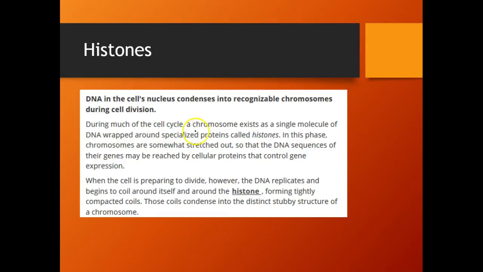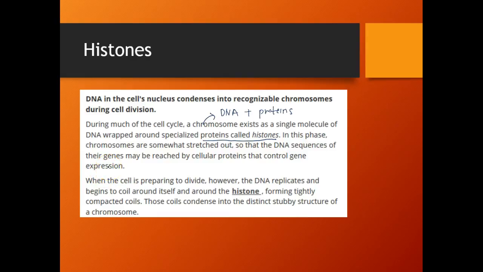So during much of the cell cycle, a chromosome actually exists as a single molecule of DNA wrapped around specialized proteins called histones. It's really important that you know that chromosomes are made up of DNA as well as other proteins called histones. In this phase, chromosomes are somewhat stretched out so that the DNA sequences of the genes may be reached by cellular proteins that control gene expression.